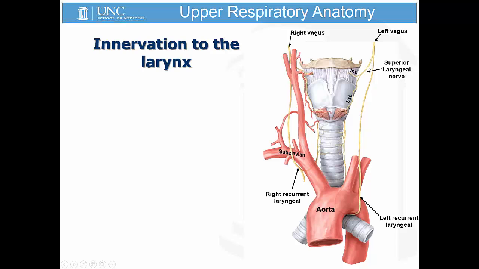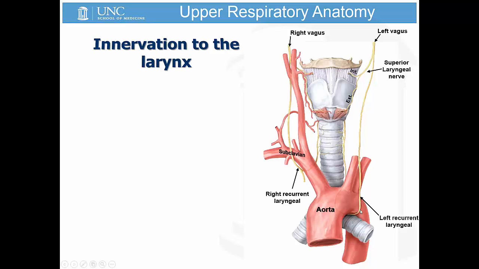The superior laryngeal nerves divide into two branches, an internal branch and an external branch. The external branches innervate the cricothyroid muscles, where the internal branches go through the thyrohyoid membrane and provide the sensory innervation inside the larynx above the vocal cords. These small little internal branches of the superior laryngeal nerve of the vagus are very important.